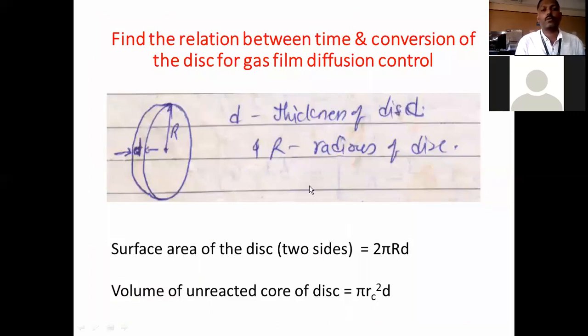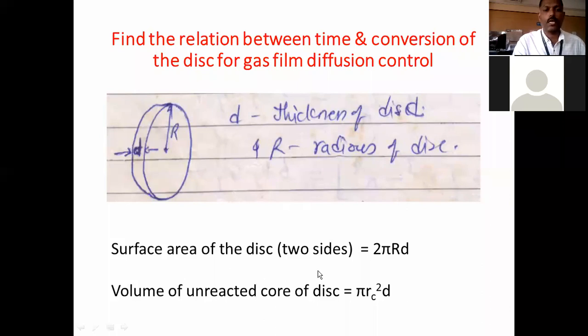This is another derivation. Find the relation between time and conversion of a disk for gas film diffusion control. Instead of spherical particles, suppose a disk is there. The derivation will be the same, only some equations are changed because the area and volume will be changed. Here D is the thickness of the disk and R is the radius of the disk.